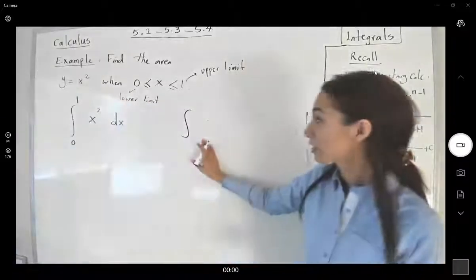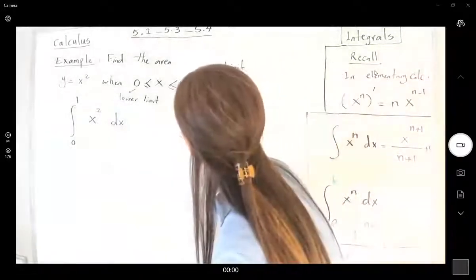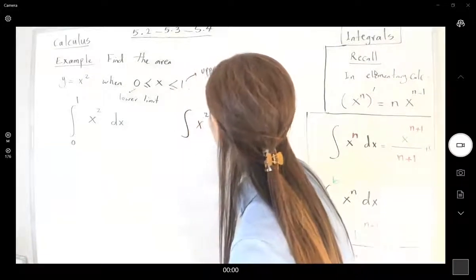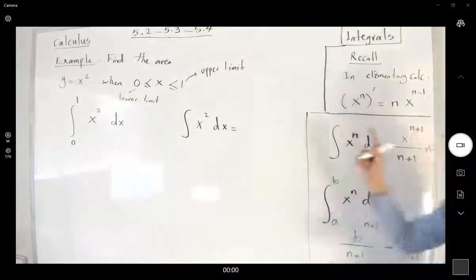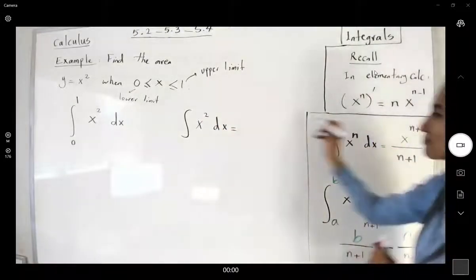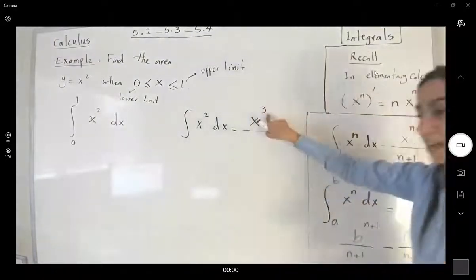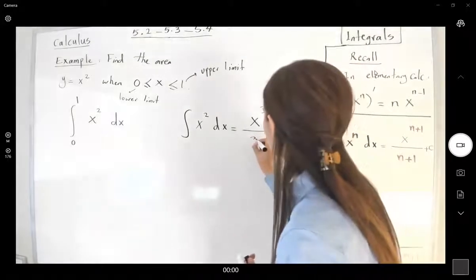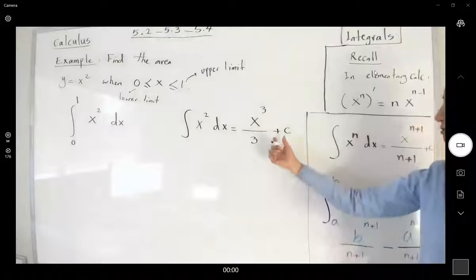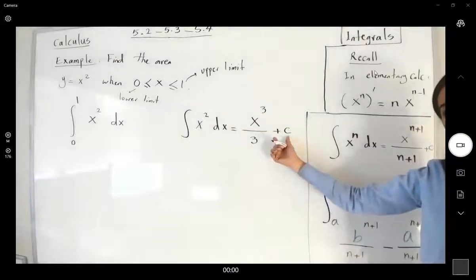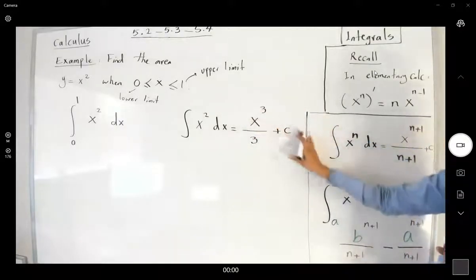So first, let us find the antiderivative of x squared. The antiderivative of x squared dx is equal to: the exponent is 2, so we add 1 to the exponent. We have x to the third divided by the new exponent 3. Again, if it's not a definite integral, we add a constant of integration to it. So this is our antiderivative.